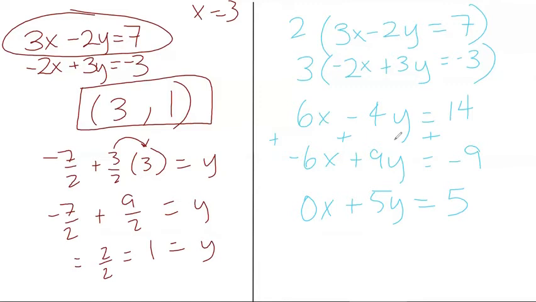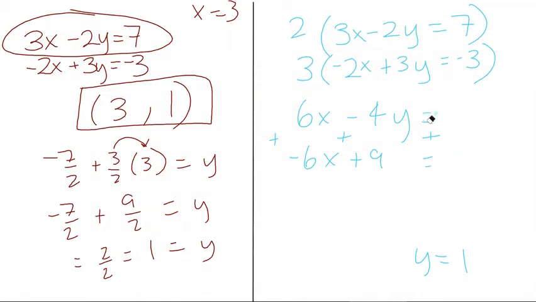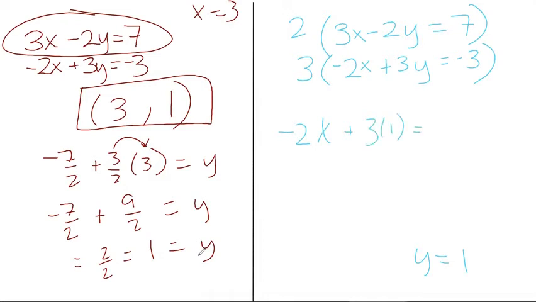And with that, you can ignore the value for x, since 0 times any value is just going to be 0, and divide by 5, and you get y is equal to 1. Now that you already have the value for y, you can plug this y value into either of those equations. So let's plug it into the second equation: negative 2x plus 3 times 1 is equal to negative 3.